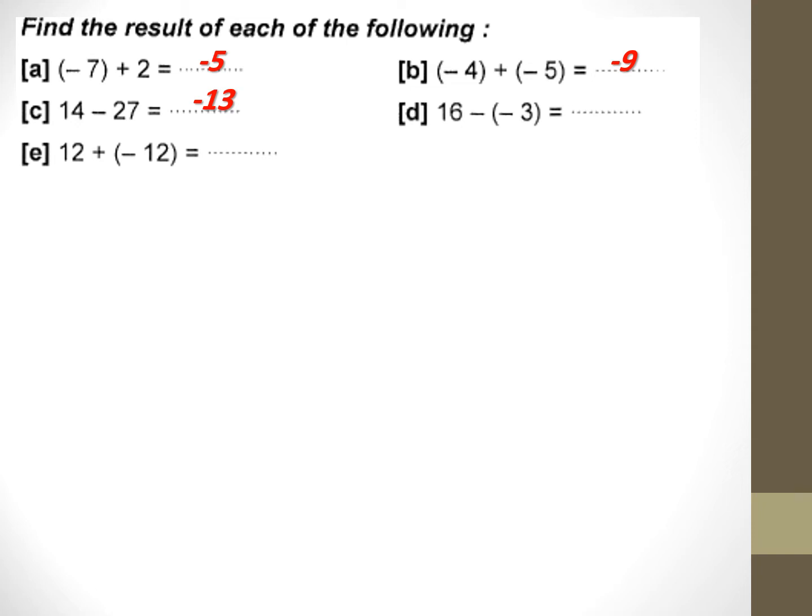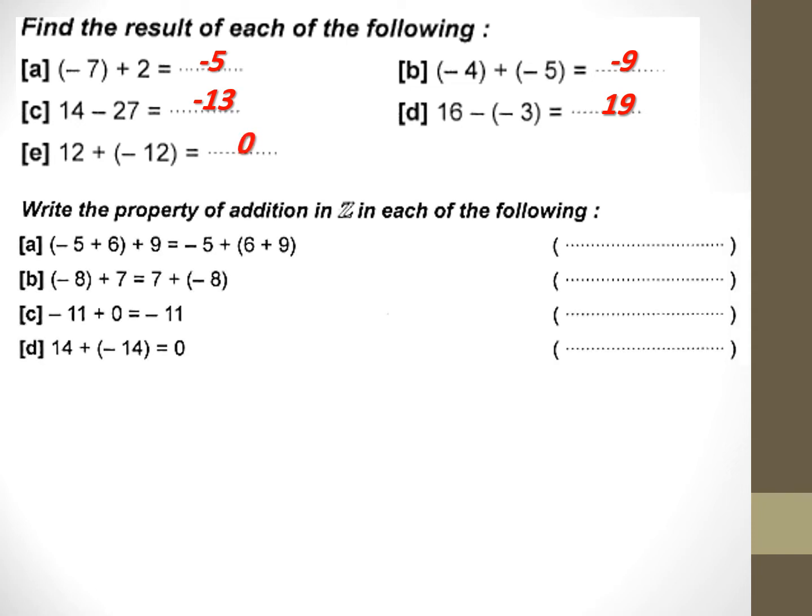D, 16, negative of negative 3. The concept: negative of negative equals positive. Negative of negative is positive. Then negative of negative 3 will be positive 3, plus 3. Then the result will be 16 plus 3, 19. The last one, 12 plus negative 12. Two different signs, we will subtract them. 12 minus 12 equals 0.